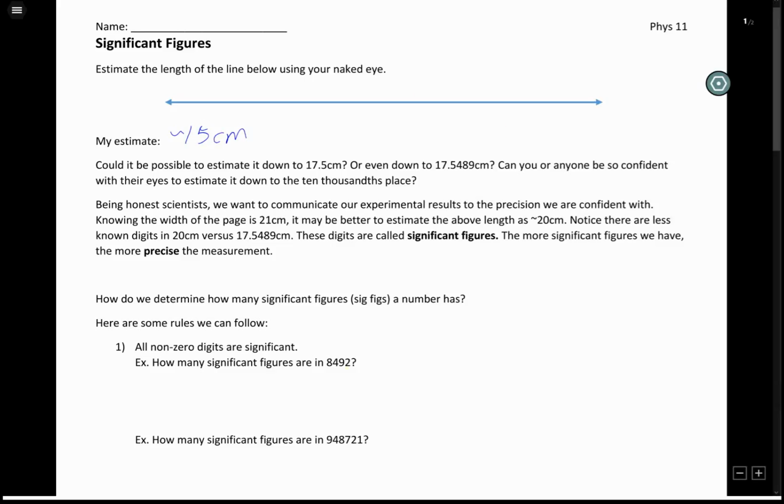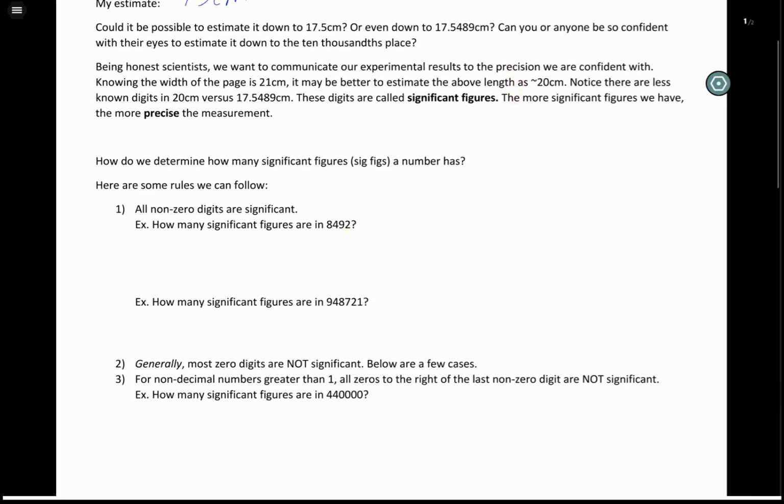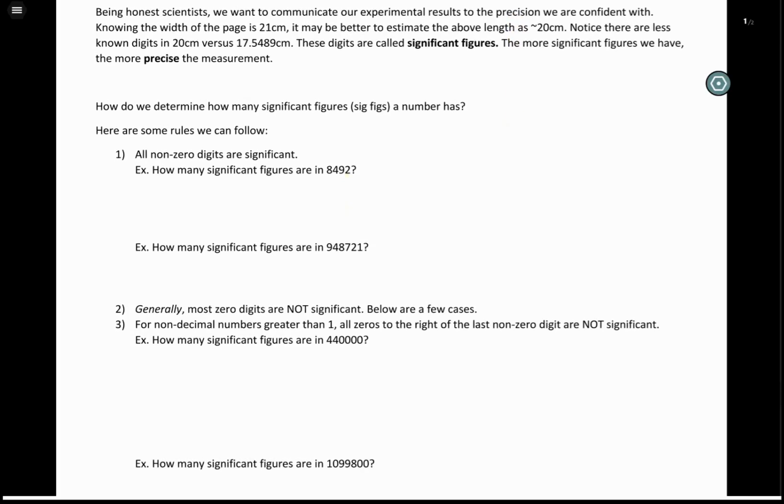Notice that in 20, there's only one digit here that we're working with, as opposed to here where we have many digits that we seem to be confident with. These confident digits are called significant figures. The more significant figures you have in a number, the more it shows your confidence in the precision of the measurement. More significant figures, more precision. Let's take a look at the rules of significant figures.